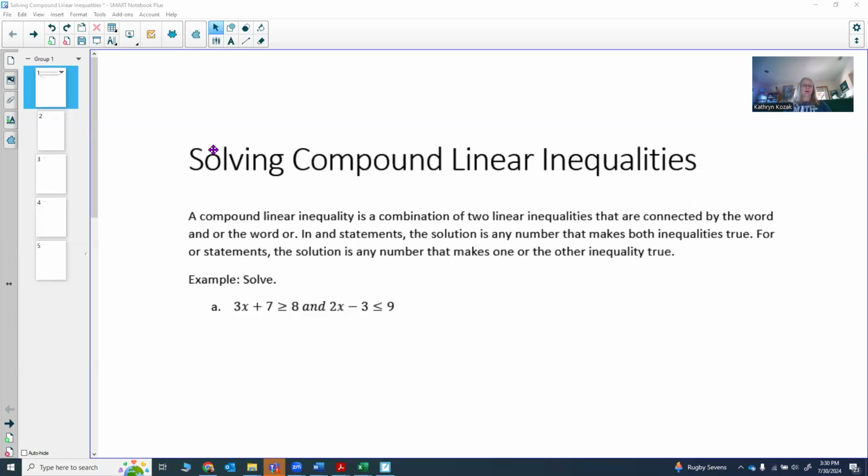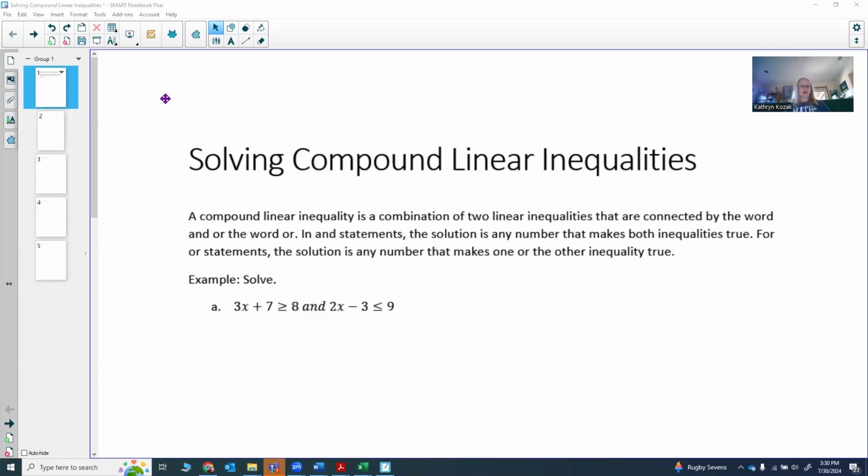In this video, it's solving compound linear inequalities. A compound linear inequality is a combination of two linear inequalities that are connected by the word "and" or the word "or". In "and" statements, the solution is any number that makes both inequalities true. For "or" statements, the solution is any number that makes one or the other inequality true.